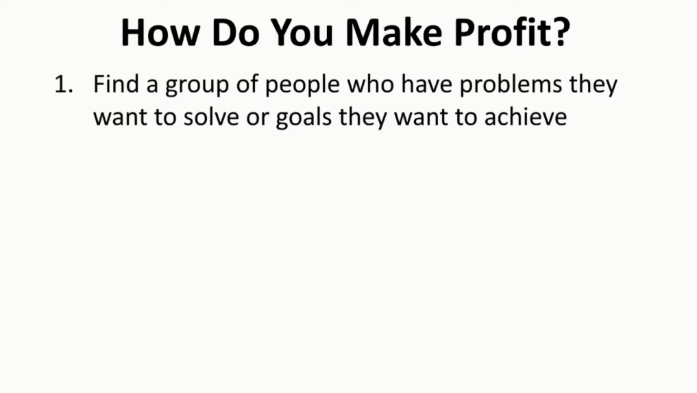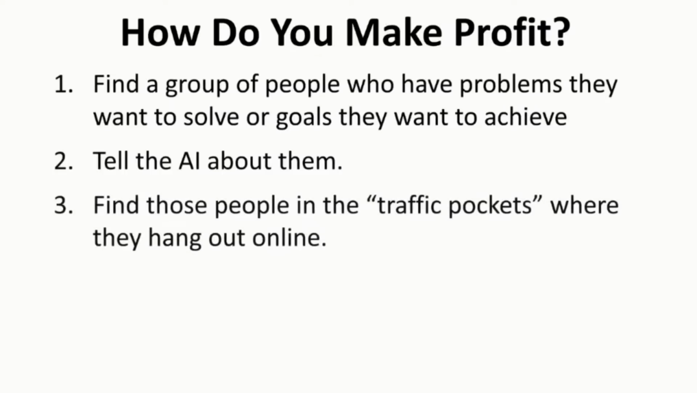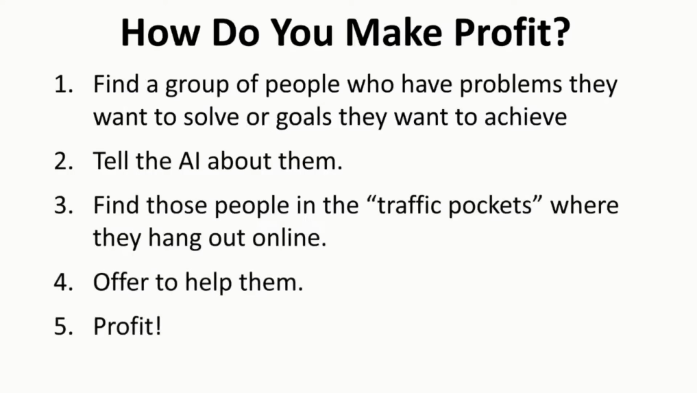All you have to do is find a group of people who have common problems that they want to solve or goals that they want to achieve. Then you tell the AI about them, like you saw me just do. The AI builds you a complete course with all the materials that I showed you. And then you find those people, and I teach you how. I'll teach you how to find these traffic pockets where you find those people where they're hanging out online. You offer to help them, and you profit.